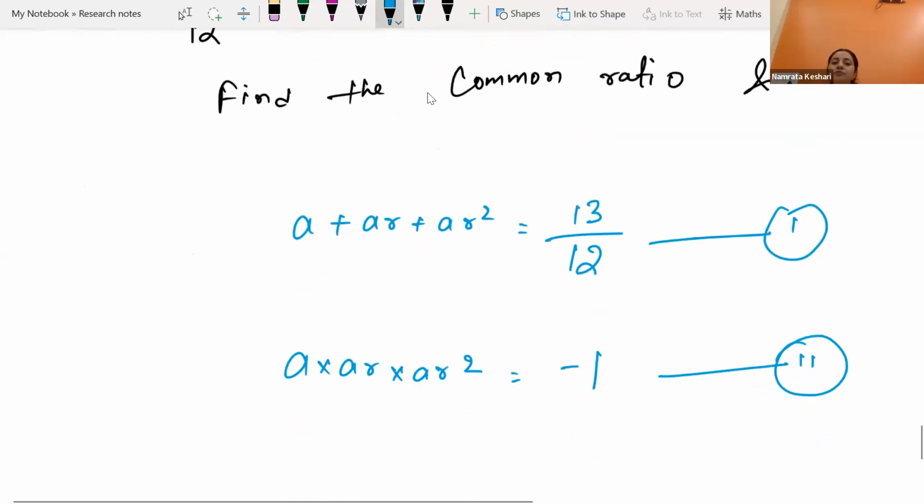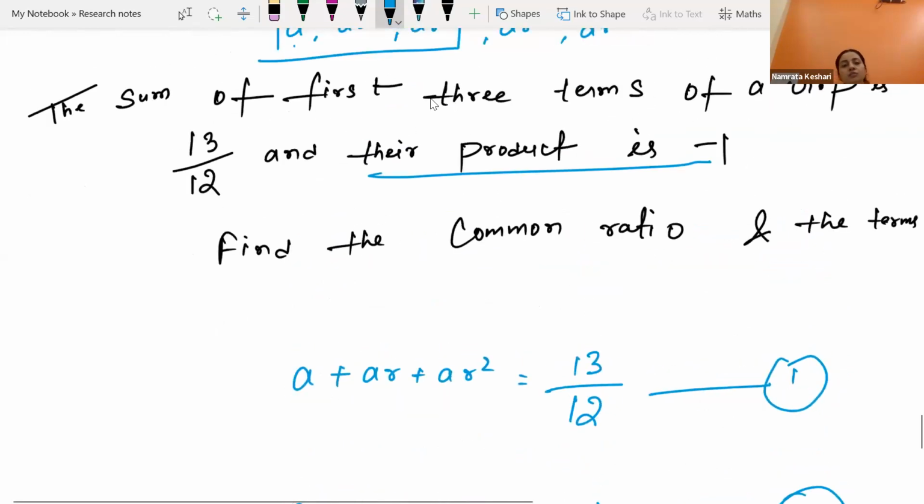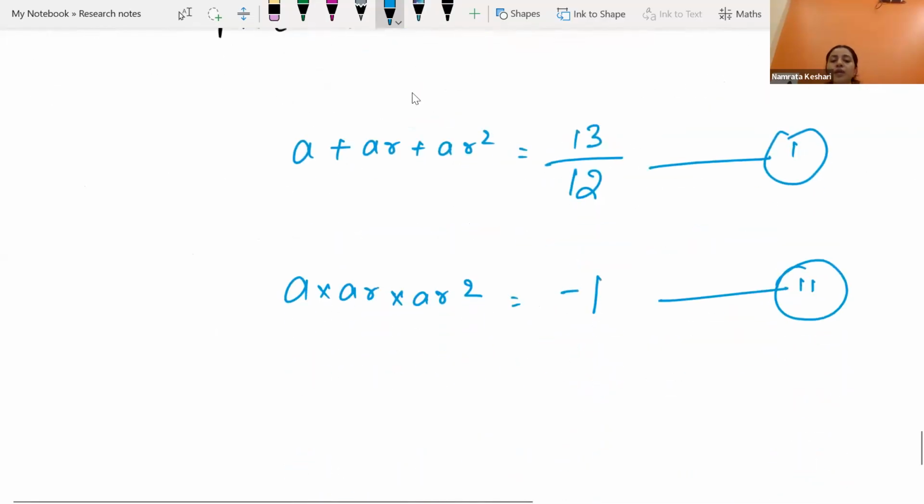Now what we have to find? We have to find the common ratio, R we have to find, and the terms also separately. What is the first term? What is the second term? What is the third term? Okay. So anyway, if we will be able to take out A and R, first, second, third term we can find. But how to find A and R?